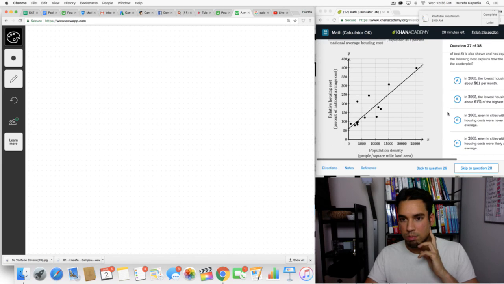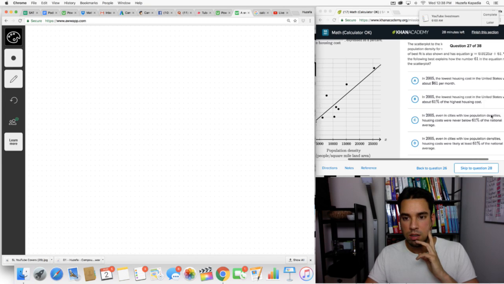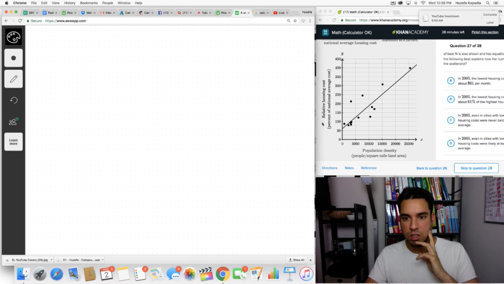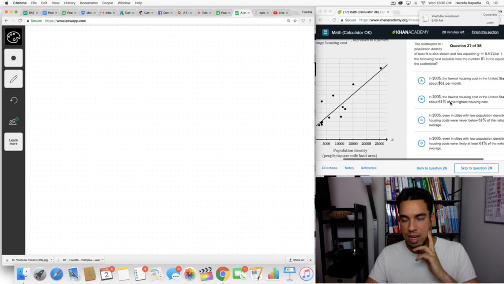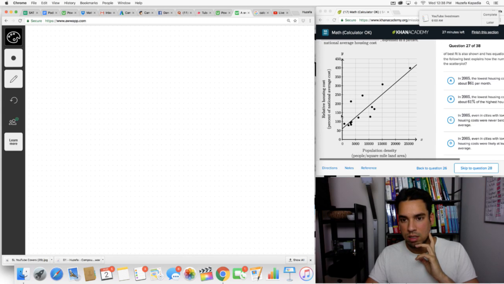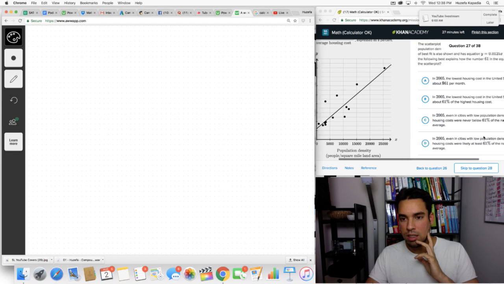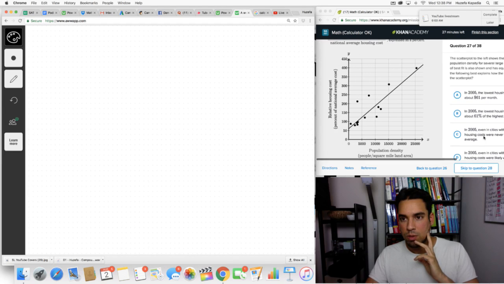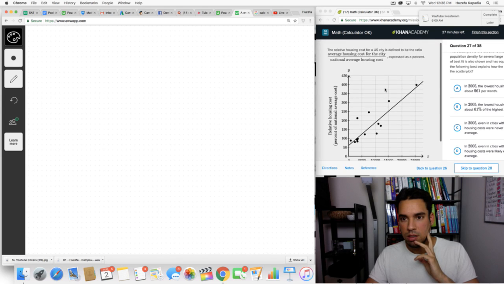2005, so it's not 61%. Oh no, it is a percent. Yeah. So this is all percentage, right? Percent of national average. So it's not A. The lowest housing cost in the United States was about 61% of the highest housing cost. No, I think this says percent of national average cost. Oh, yeah, it is. And what is this, a particular city? Yeah, this is some city.